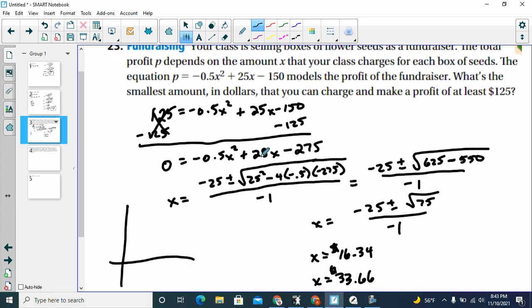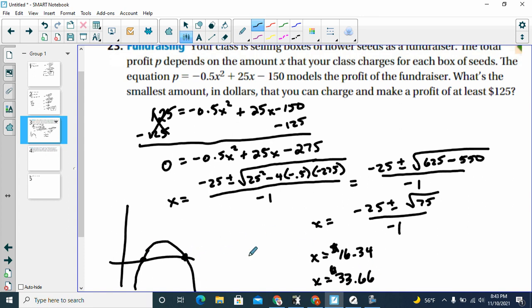Because if you were to graph this, notice the parabola opens down even after you've subtracted the 125. It would look something like this, where your profit's exactly 125. There's our 0 at 16.34. And then we've got another one at 33.66.